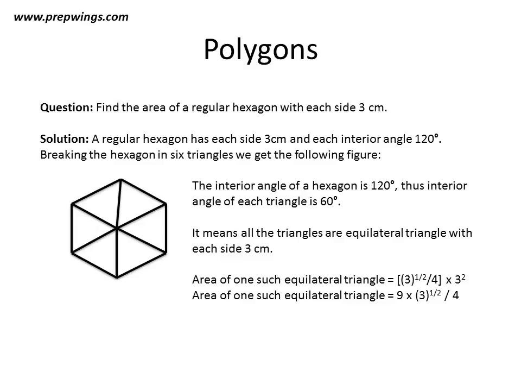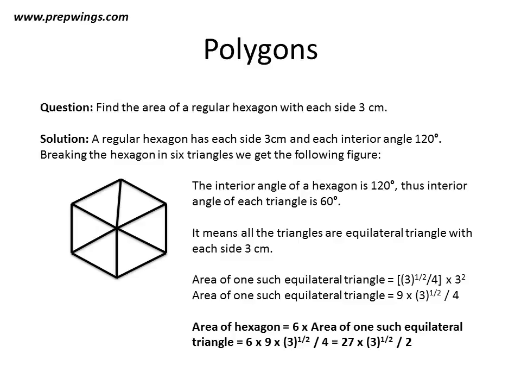And there are 6 such triangles. So the area of the hexagon will be 6 times the area of one equilateral triangle, which will be equal to 6 into 9 into root 3 by 4, which is 54 root 3 by 4, which becomes 27 root 3 by 2. So the area of a regular hexagon when each side is 3 cm is equal to 27 into root 3 by 2.